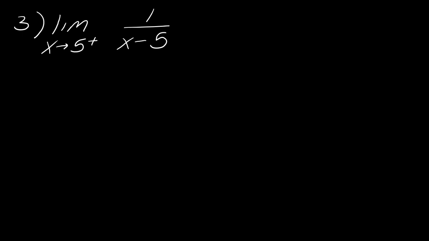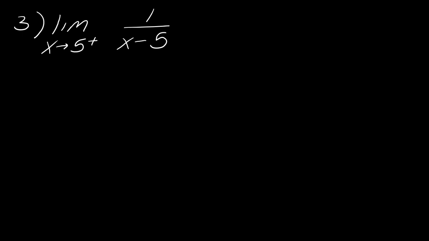So for number 3 here, I've got the limit as x approaches 5 from the right of 1 over x minus 5. Notice if I try to plug 5 in, I'll get 1 over 0, so that's a problem. Also notice that I cannot simplify this anymore. What that's telling me is that this is probably going to end up going to infinity, so I need to find some way to analyze that.